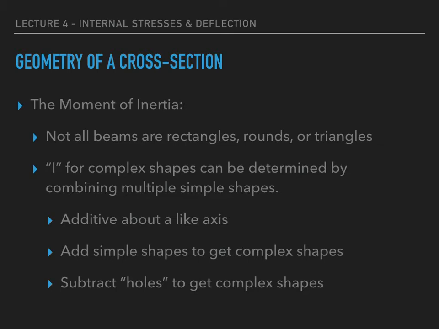So the nice thing about the moment of inertia is that not all beams are rectangles, right? We use a lot of wide flanges, or those I-beams, as you like to call them. So the moment of inertia, or I, for complex shapes can be determined by combining simple shapes. You can add them about like axes. You can add the simple shapes to get a complex shape. You can also subtract them. So if you have a hollow rectangle, you can use a bigger rectangle and then subtract a smaller rectangle in the middle to get the moment of inertia for the complex shape. The catch is they have to be about the same axis. They have to be centered on the same axis.